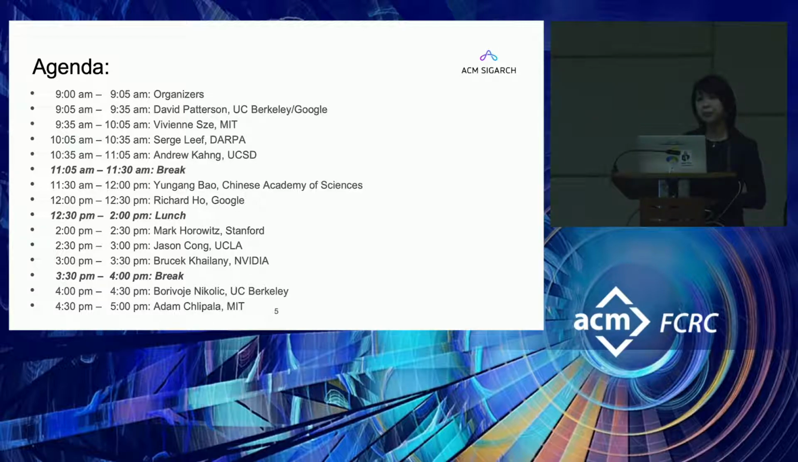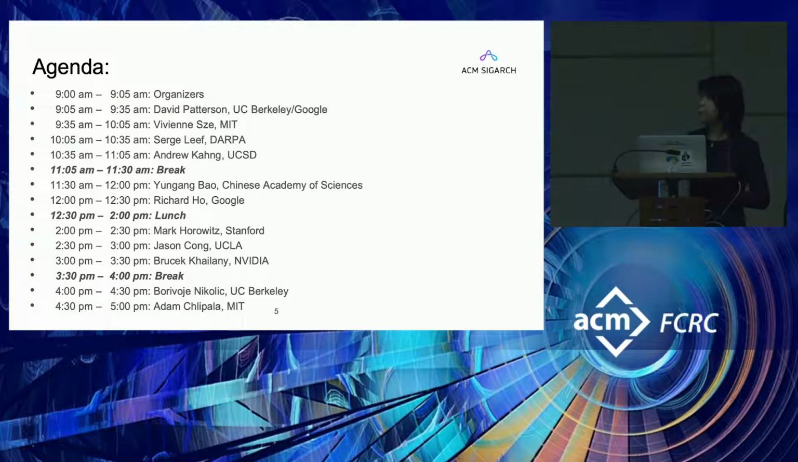Serge Leef from DARPA will talk about some of the funding opportunities in this space, especially how we can better design secure processors with better design methodology. And Andrew Kahng from UCSD will talk about some of the open source EDA projects in this space on lowering the hardware design cost. We'll have a short break, and the next two talks will be thinking about how we can build a good open source hardware community.